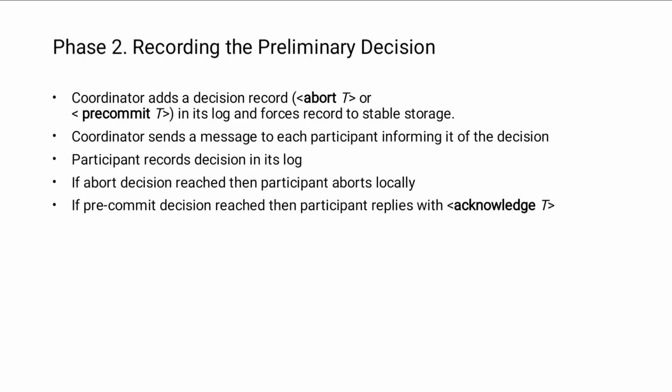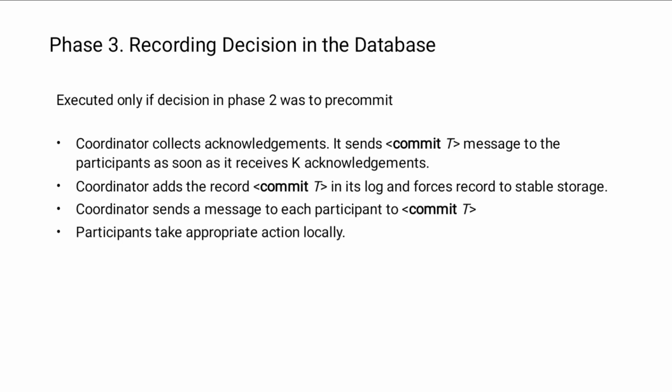In phase 2, recording the preliminary decision, the coordinator adds a decision record, whether it is abort or pre-commit, to its log and forces it to stable storage, similar to the two-phase protocol. The coordinator sends a message to each participant informing it of the decision. The participant records the decision in its log. If abort is reached, the participant aborts locally. If a pre-commit decision is reached, the participant replies with the acknowledgement T. This is the second phase.